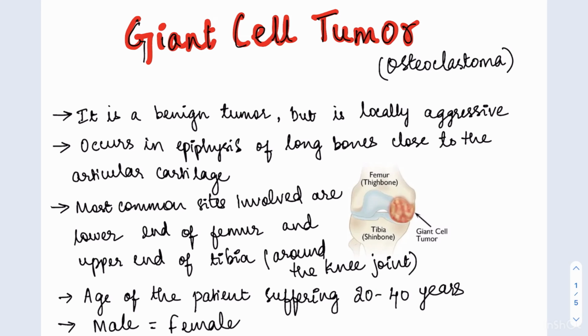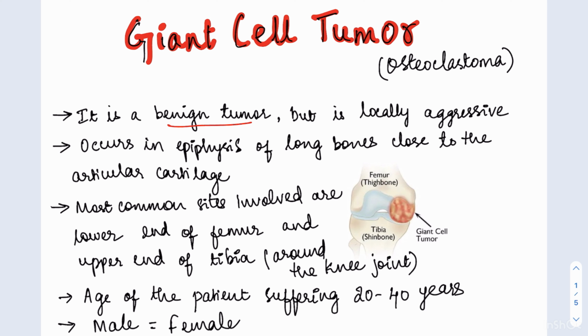Hey everyone, so today we are back with another topic, that is giant cell tumor or osteoclastoma. This is one of the most important and a very common bone tumor. It is a benign tumor. It is important to note that it is a benign tumor, but it is a locally aggressive tumor, that is, it behaves as a malignant tumor.